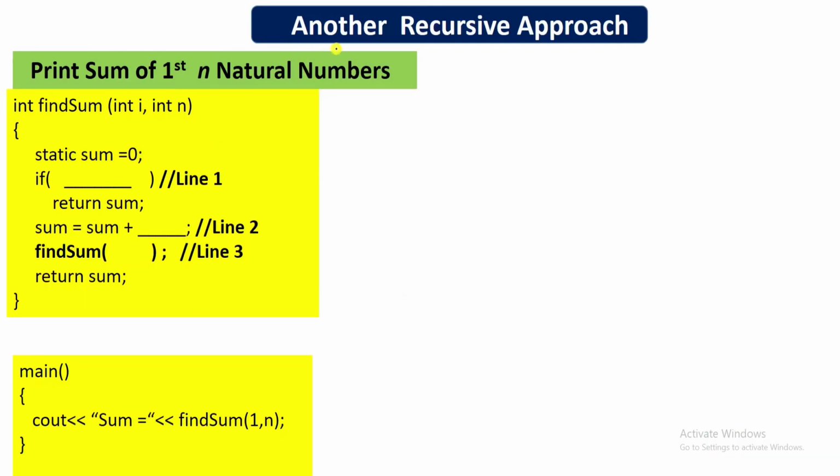There is another approach that you can use to find the sum of the first n natural numbers, and you can try it by yourself. You can tell me the solution in the comment box. You have to write something in the fill in the blanks: line number 1, what will come here, and what will come here. If the main function is called with 2 parameters, 1 and n, and I want to find the natural number sum from 1 to n, so 2 parameters are being passed, then how can we find the sum of the first n natural numbers? You can tell me in the comment box what will come in line 1, line 2, and line 3.